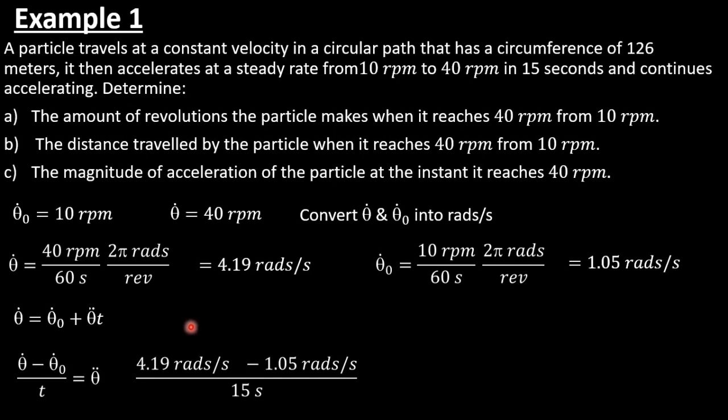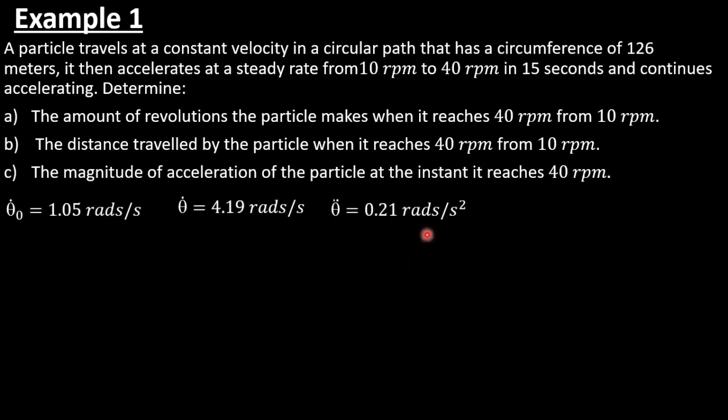Substitute our numbers in. I knew theta dot was 4.19 radians per second, so substitute that in, and substitute theta dot sub 0. I knew my time was 15 seconds. Put that into your calculator and you get 0.21 radians per second squared. So keeping that to one side.